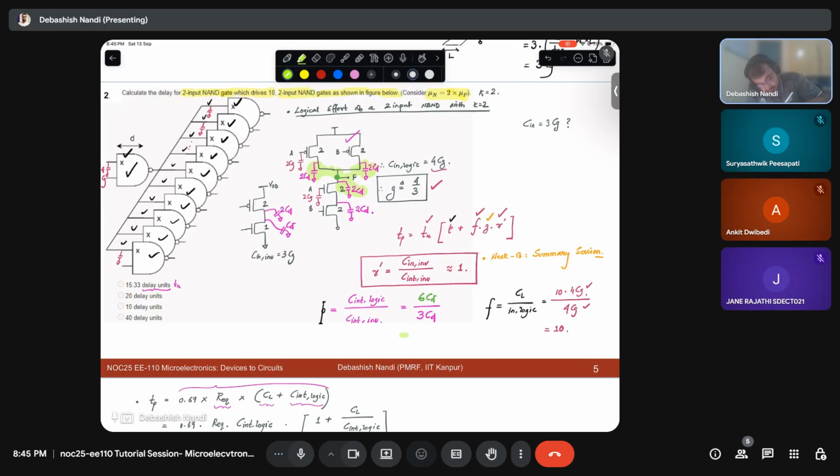So P is equal to 2. Now can you calculate this? This is 2 plus F, which is 10, times G, which is 4 by 3, times gamma, which is 1. So this is 46 by 3. That is how your 15.33 is getting evaluated. So yeah, Surya Sakti, tell me, how did you solve it?